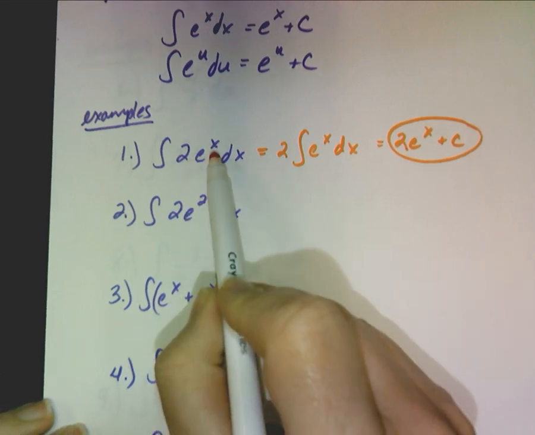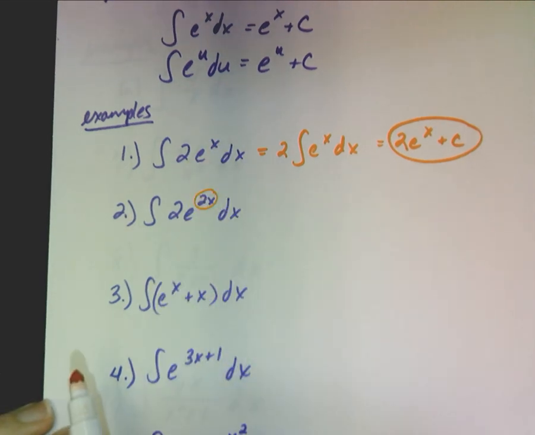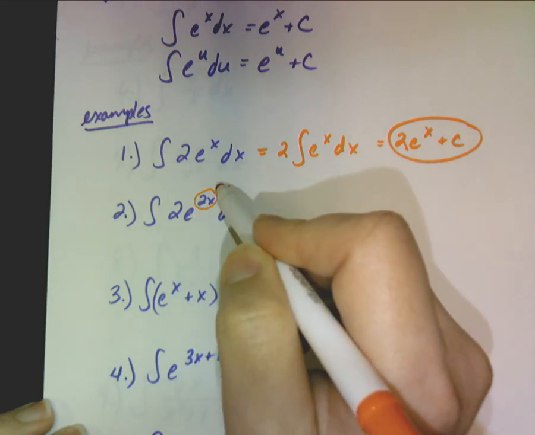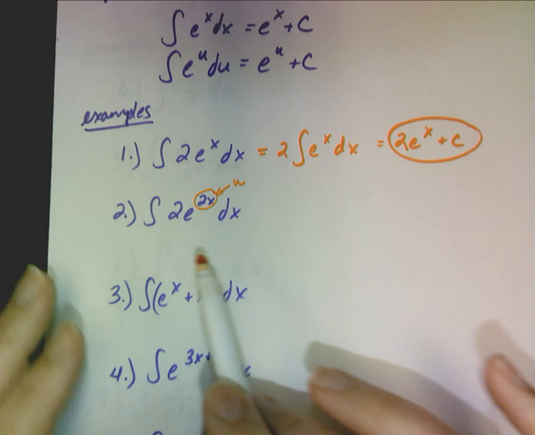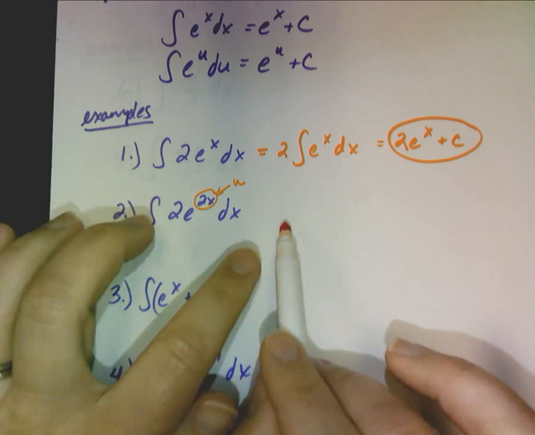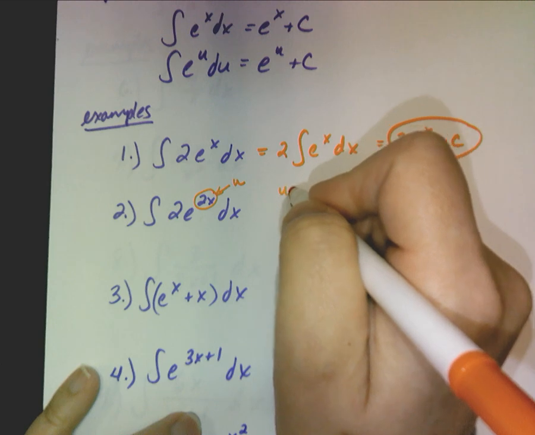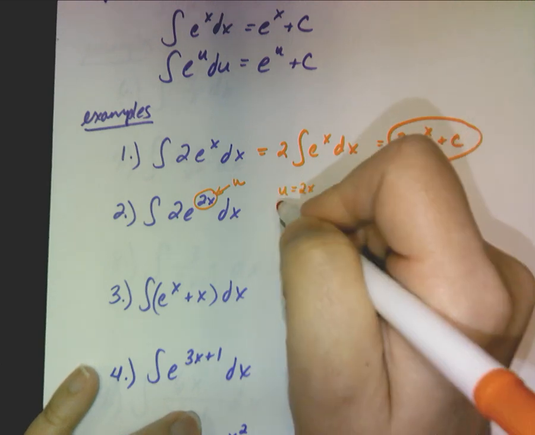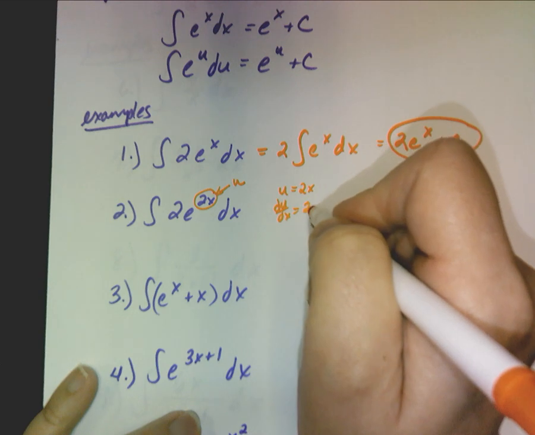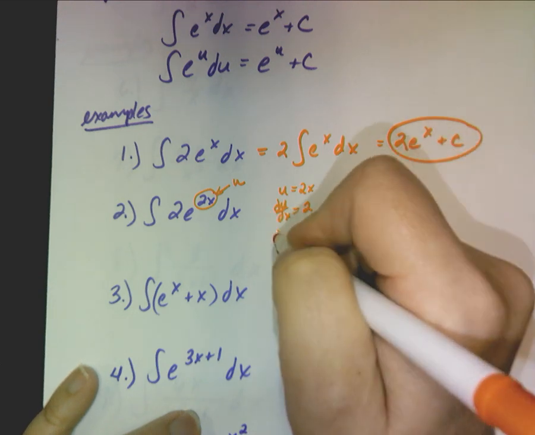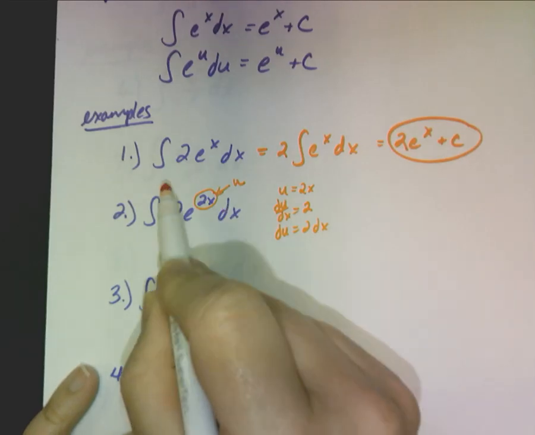But if I don't have an e to the x, if I have an e to the 2x, like this one, then that becomes a u. You have to look to see if the derivative is inside. So you have to do the whole u, du dx thing. What I mean is your u would be 2x. Your du dx would be the derivative of that, which is 2. Multiply both sides by dx. Is 2 dx inside of this integral?